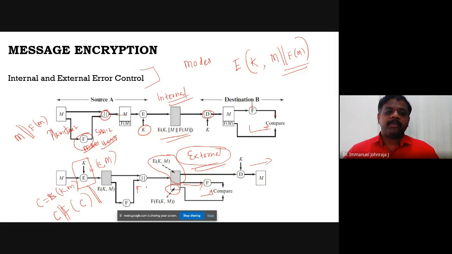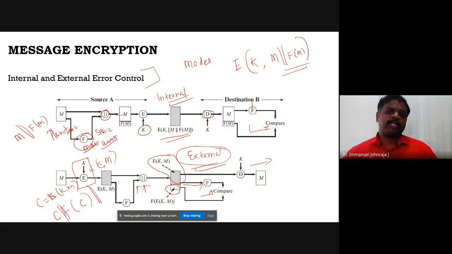The attacker will be able to access the digest which is created out of the ciphertext, but because of the strong and weak collision property, he will not be able to create the original message or a pair of ciphertexts which is going to produce the same digest. Okay, so these are the two different modes.